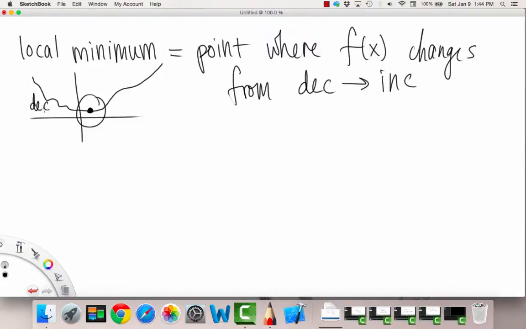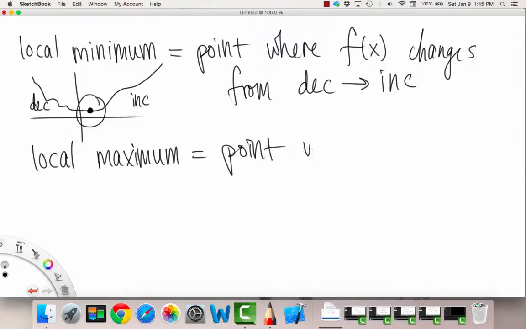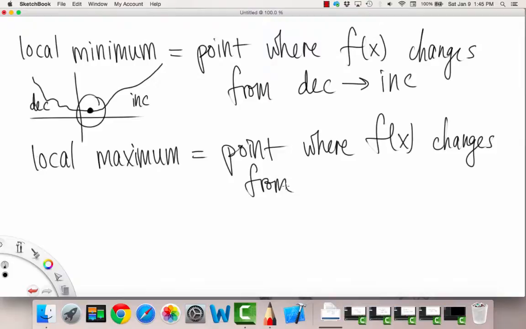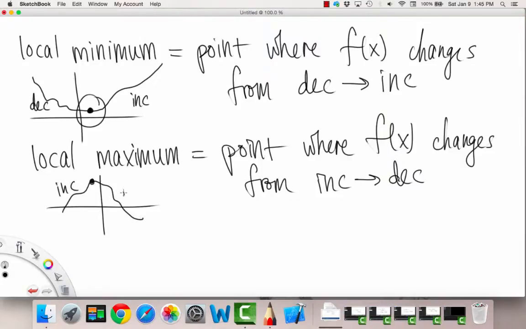Because here we have a decreasing function, but then an increasing function on this interval there, all right? Then we also have, of course, its opposite, which is a local maximum. This would be a point where a function, I'll just call it f of x for now, changes, this time from increasing to decreasing. So something like going up, and then it hit its local maximum, and then started decreasing. Okay, so this is our local max, alrighty?